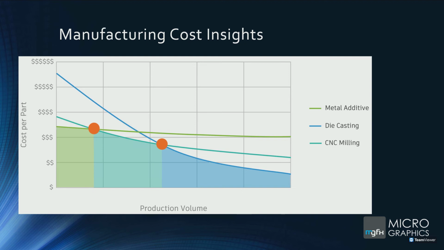But if we're running in the mid-range, we have the CNC milling intersecting with die cast and additive, and that becomes effective. And then when we start looking at larger volumes, mass production, we then look at die cast as a feasible option as it drops below the cost of CNC milling. So these insights will be built into the software to be able to compare your production volume with the manufacturing process.